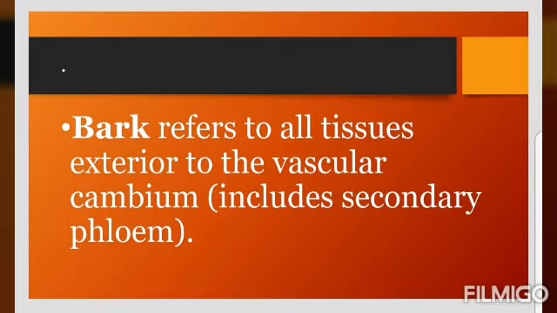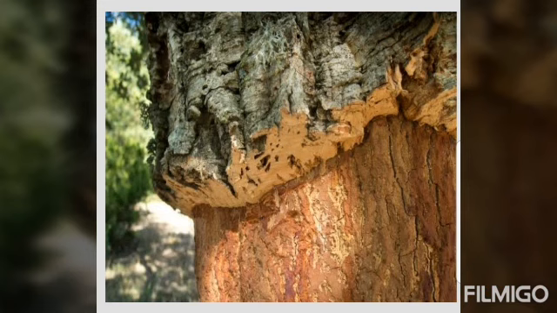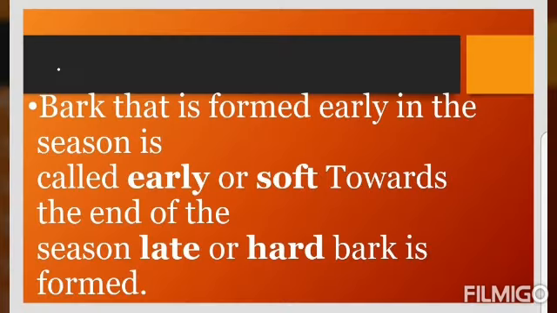Bark is a non-technical term that refers to all tissues exterior to the vascular cambium, therefore including the secondary phloem. Bark refers to a number of tissues like the periderm and the secondary phloem. Bark formed early in the season is called early or soft bark. Towards the end of the season, it is called late or hard bark.